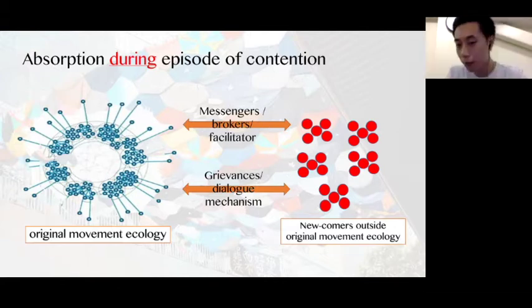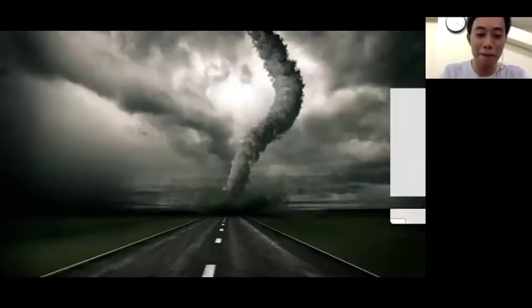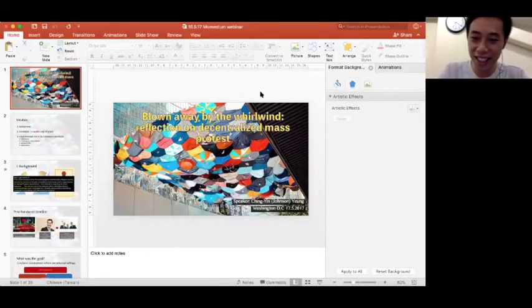So I will stop in here. My ending quote will be, it's always good to have a windmill, but don't let it blow away the organizer. Let it blow away the government, but not let it blow away you. Thank you. Okay, so right now I will take questions.